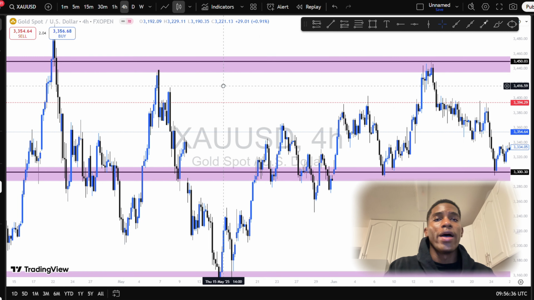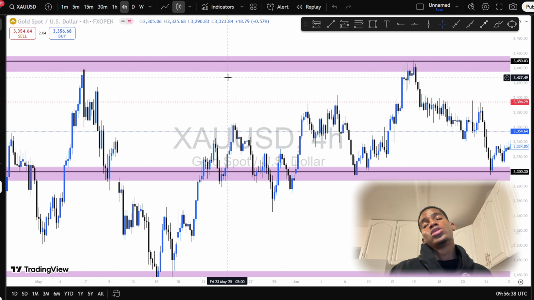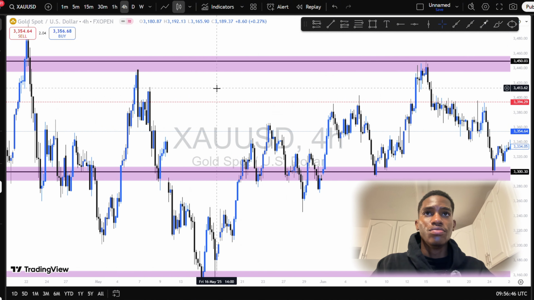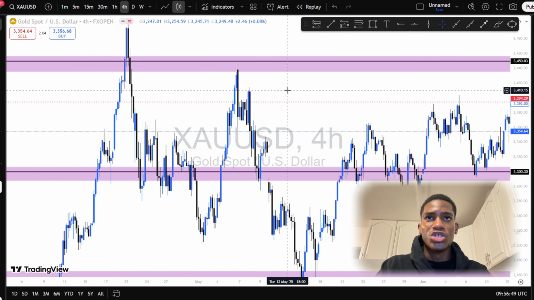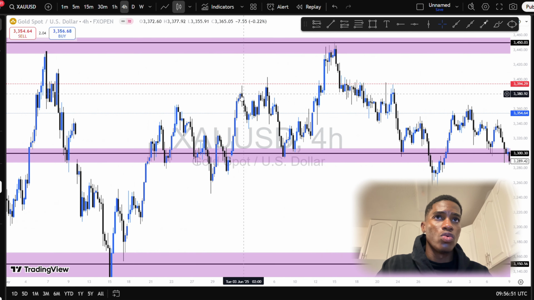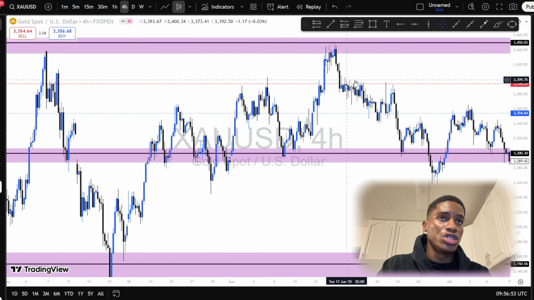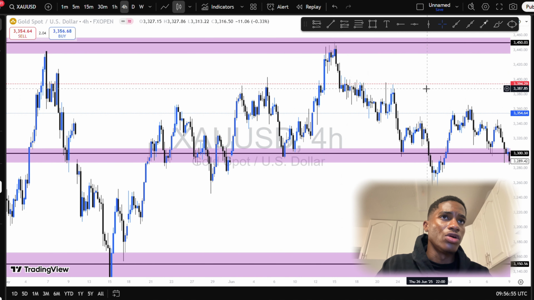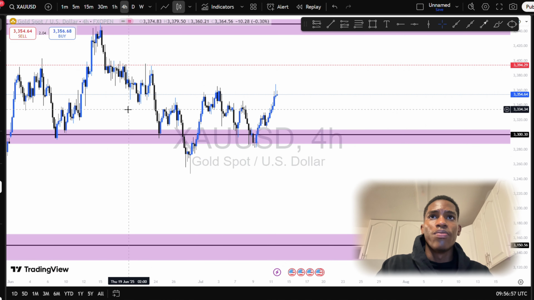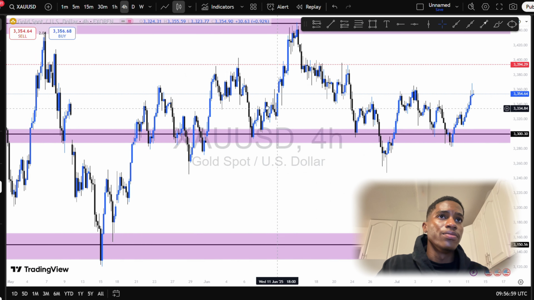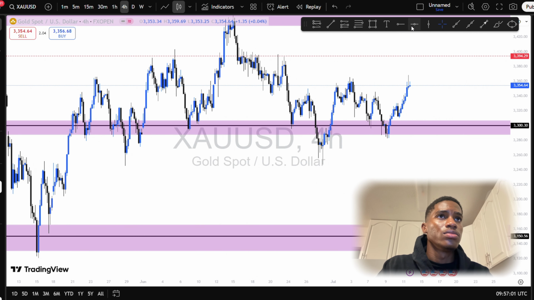The reason I call it multiple touch is because the market retests, touches the level, bounces back down, touches the level, bounces back down. That's why it's called multiple touch. As you guys can see, we had a touch here, another touch here, touch here, touch here, a consolidation going on right here, and another touch. So the next zone is going to be here.